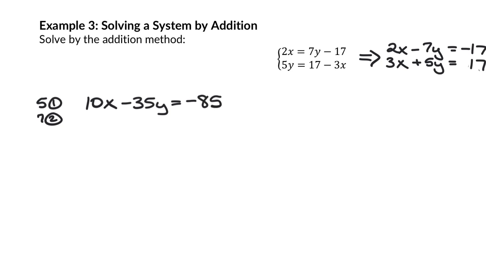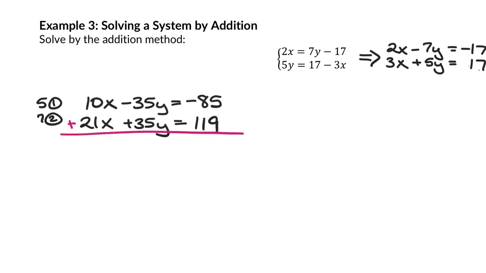Then we multiply 7 times the second equation. This would be 21x plus 35y equal to 119. We had to multiply both equations this time to get them to be opposites. So sometimes it's more than one. But now we take over.